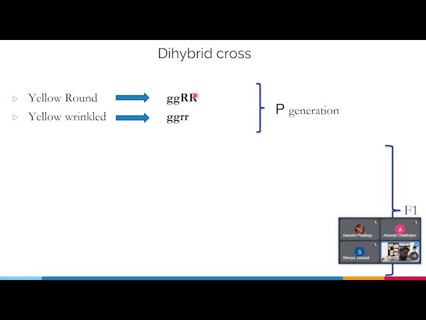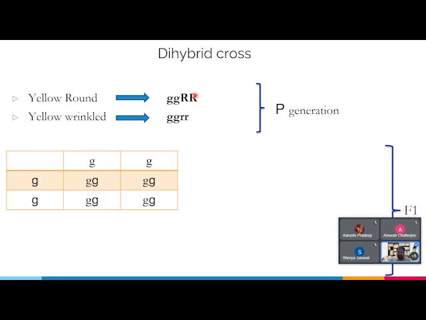So we have more answers. Archana had already suggested that all are yellow round. Arushi also says that the genotype is gg, Rr, and all are yellow round. Nidhi also says the same, that gg, Rr will be the genotype for all F1 progeny. So let us solve this.